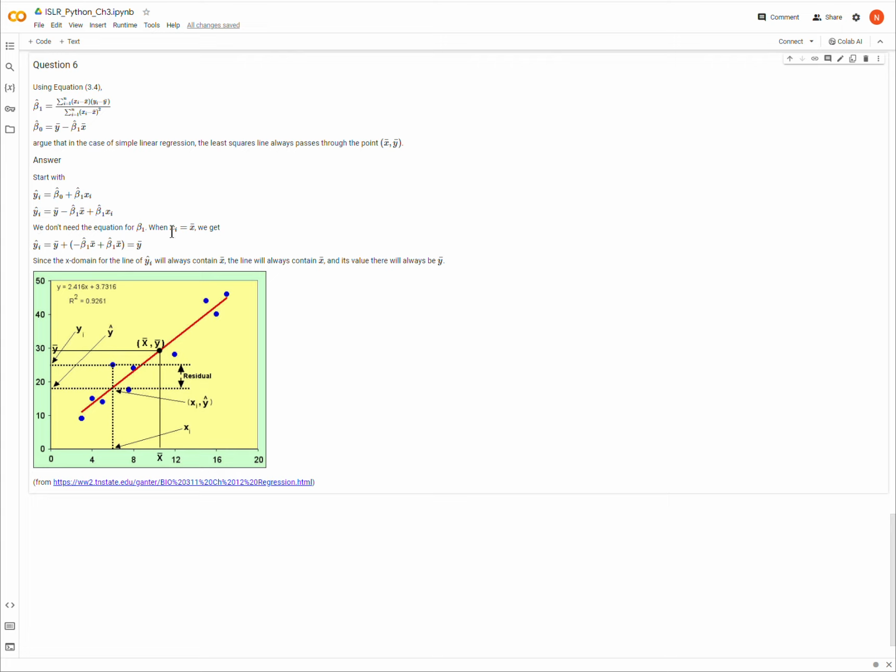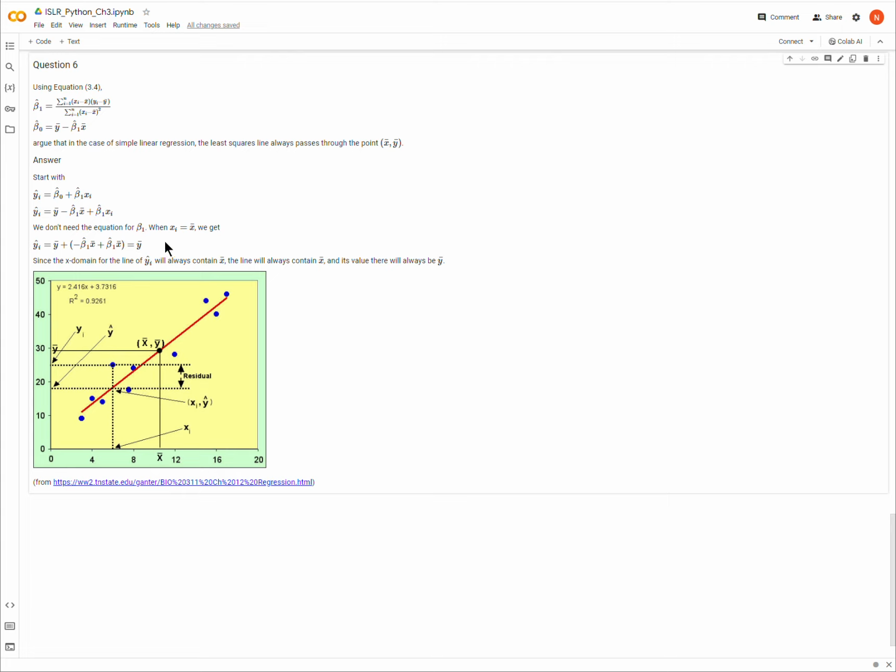So, when xi equals x bar, right? So just plug that in your head here. If this value right here equals x bar, what we get is a negative. So now I'm just grouping terms. I have negative beta 1 x bar plus beta 1 x bar. So this just becomes 0, in which case the only term left is the y bar. So y hat equals y bar when xi equals x bar.